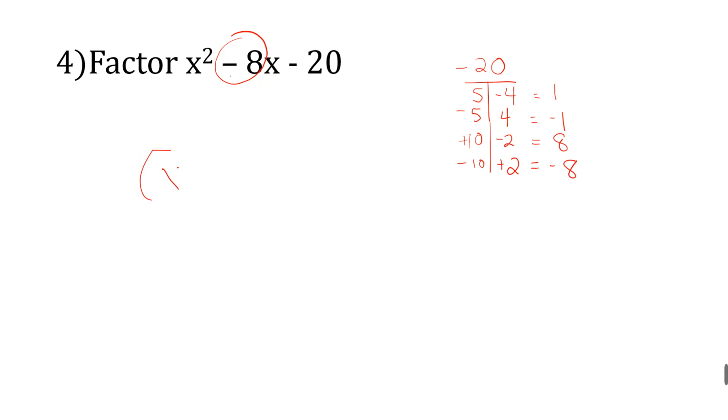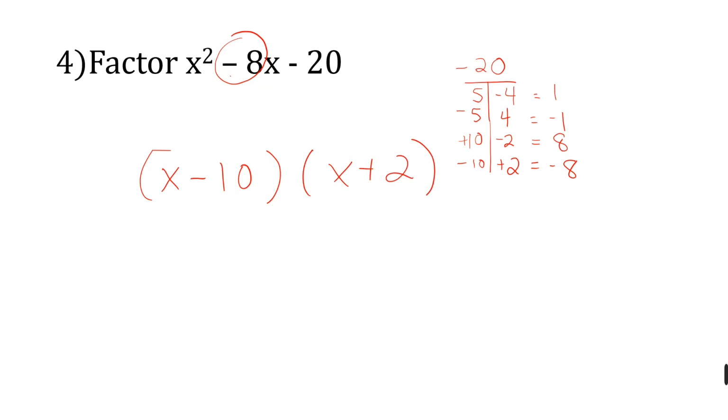X squared minus 8x minus 20. So I'll start with the t-chart for negative 20. This time, either way you do 5 and 4, whether you do 5 and negative 4 or negative 5 and positive 4, you're not going to get this negative 8 that you want to add to. So we're going to have to go to other factors of 20 like 10 and 2. If we put a negative on the 2 and a positive on the 10, we're going to get a positive 8, and we need to get a negative 8. So I'm going to look at negative 10 and positive 2, and those will add to give me negative 8. So therefore my answer is x minus 10 times x plus 2.